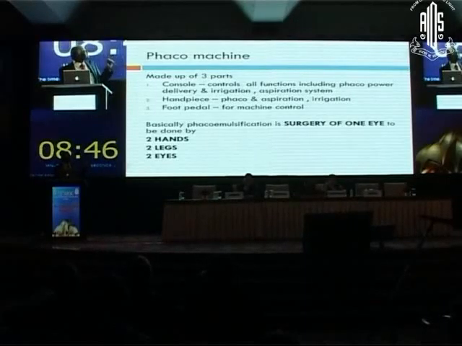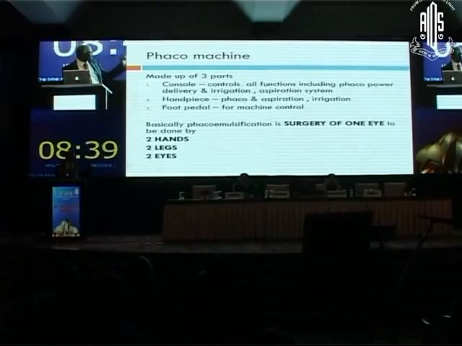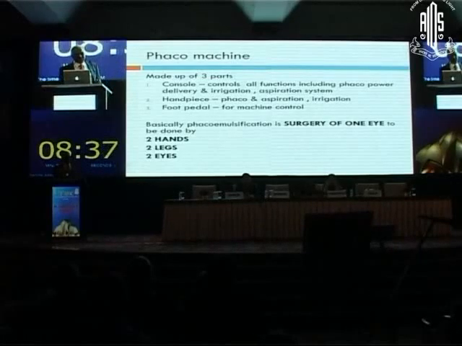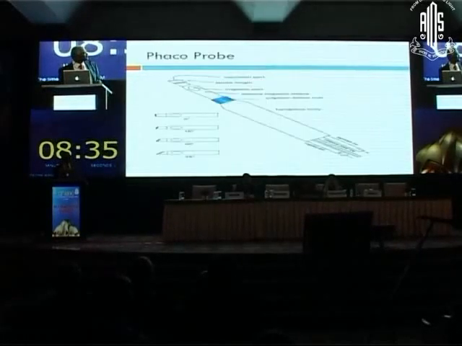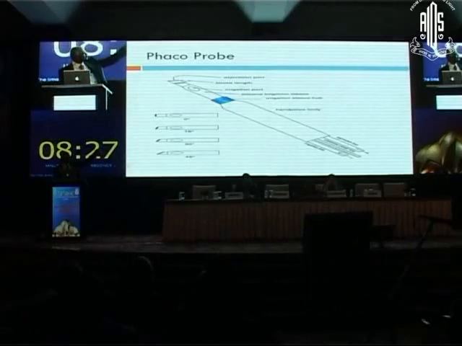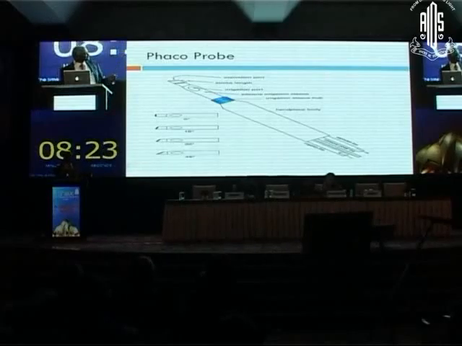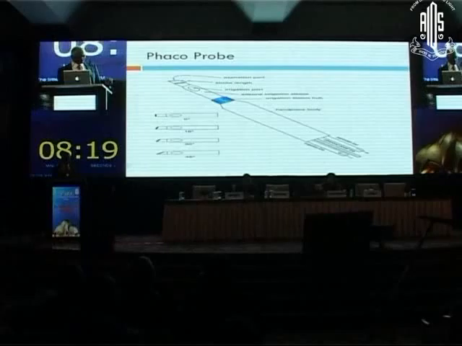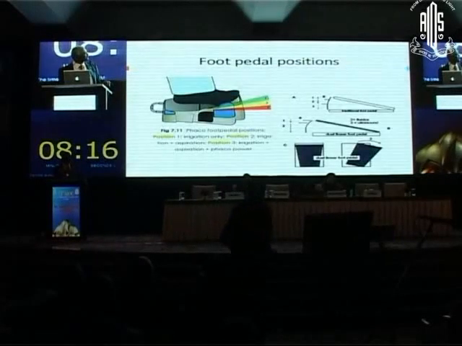phaco machine, made up of console, handpiece and foot pedal. So basically the hands, 2 legs, 2 eyes and also 2 ears are required for phacoemulsification. And now you can see the phaco probe. So, you know, the different tips and aspiration port, the stroke length, irrigation port, the silicone irrigation sleeve, and the handpiece. So this is what is there in the handpiece of the phaco.